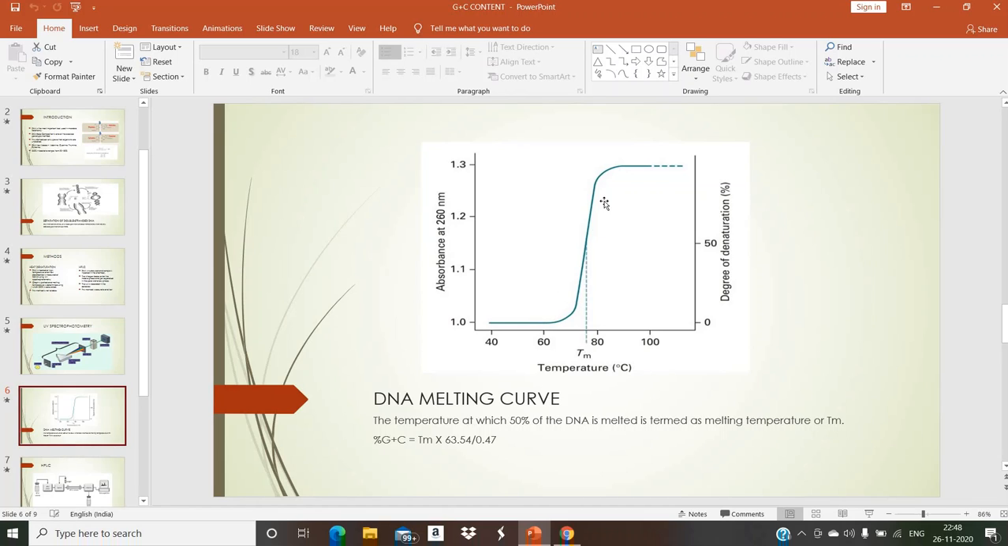Now what we actually do is plot the points, draw the curve, and from the midpoint draw a straight line. Where the straight line ends, that is our melting temperature, and we just substitute the value in this given formula and we get the GC%.